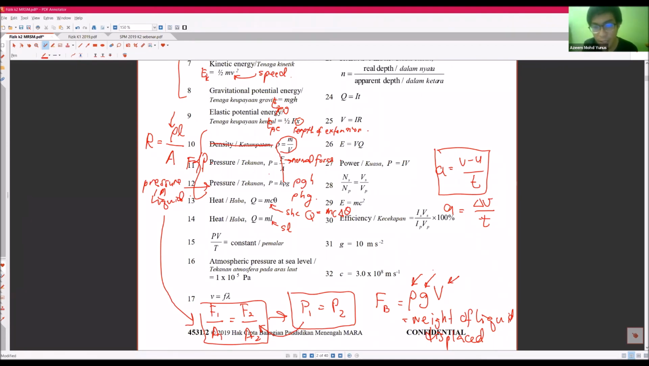So how does it come from the weight of liquid, mg? Gravitational acceleration times mass becomes weight. The mass comes from rho V, so it becomes rho V g. Multiplication, if you switch the places, doesn't matter; it still gives you the same answer. So make sure you note in your study notes the formula for the Pascal principle and the formula for buoyant force, which are not given in the SPM.